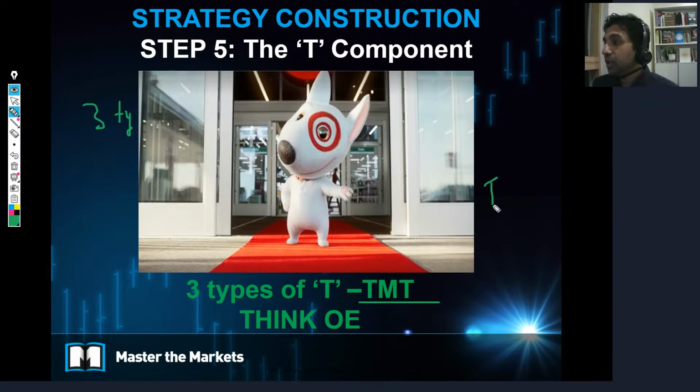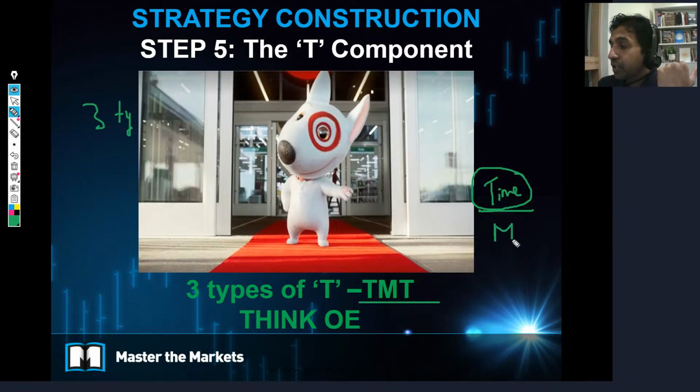One is called time. Time-based target. Are you going to come out of the trade? Are you going to base a target after 2-3 days being in the trade? When are you going to place that target? That is one. Is it going to be based on time? And is even your exit going to be based on time as well? Those are the things you need to think about.